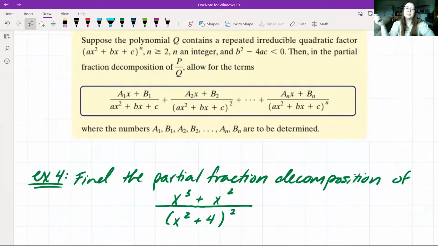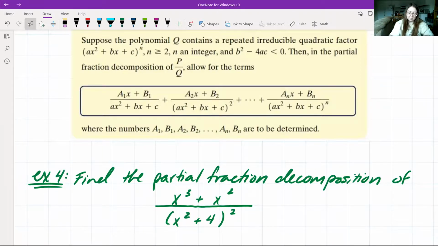And you go all the way up to the highest power, which would then be looked at by a sub n times x plus b sub n divided by a times x squared plus b times x plus c to the power of n. Whew. Where the numbers a sub 1, b sub 1, a sub 2, b sub 2, all the way up to a sub n, b sub n are to be determined.